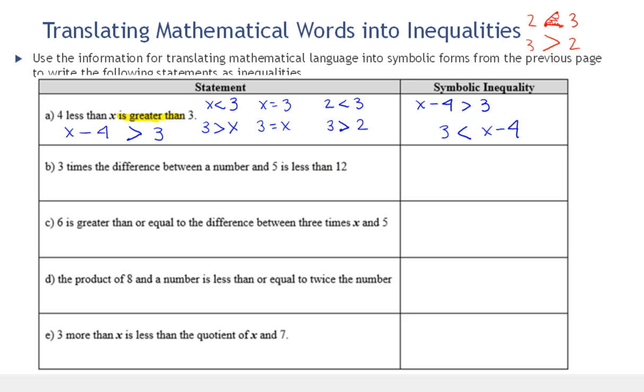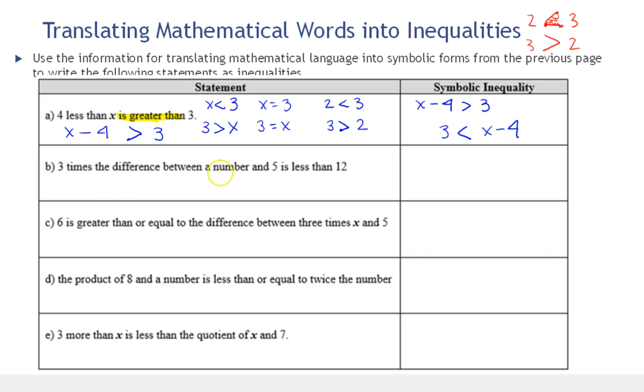So if you think of this as a mouth, the larger open part will always be pointing towards the larger number. Okay? So we can read this as 2 is less than 3, and simultaneously, without rewriting it, I'd like you to become comfortable with saying that this also means 3 is greater than 2. Okay? Let's look at the next one.